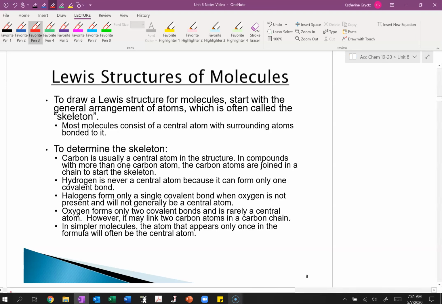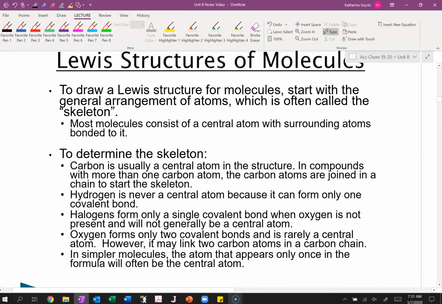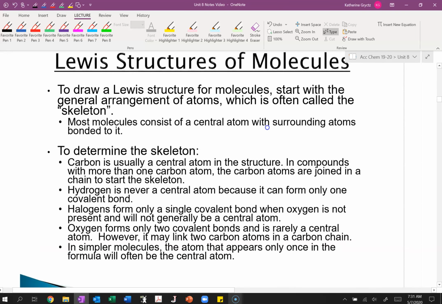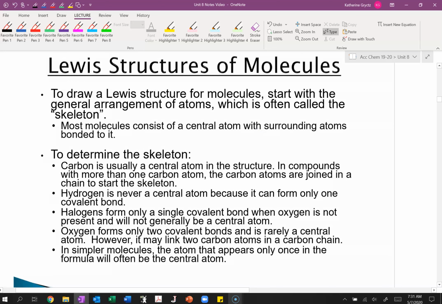So just to remind you, a Lewis structure is a two-dimensional picture of a molecule, and we're going to work in another lesson on what the three-dimensional looks like. But what you're going to do when you draw a Lewis structure is start with what we call a skeleton, which is just the general arrangement of the atoms. Who's in the middle? Where are the things surrounding it?